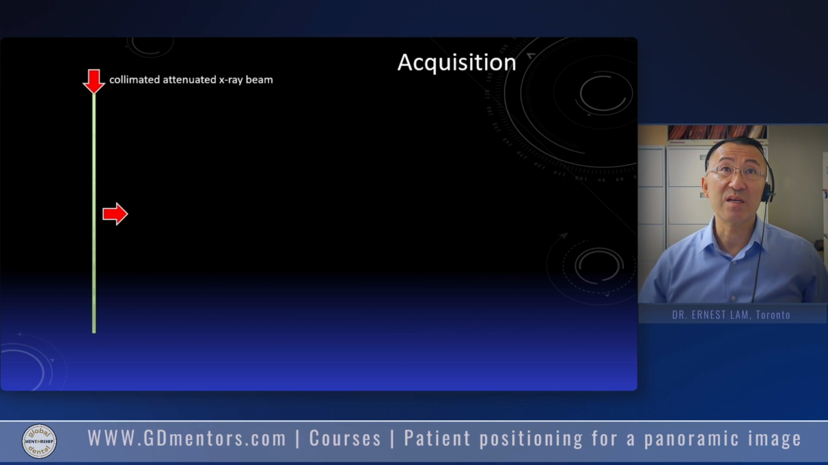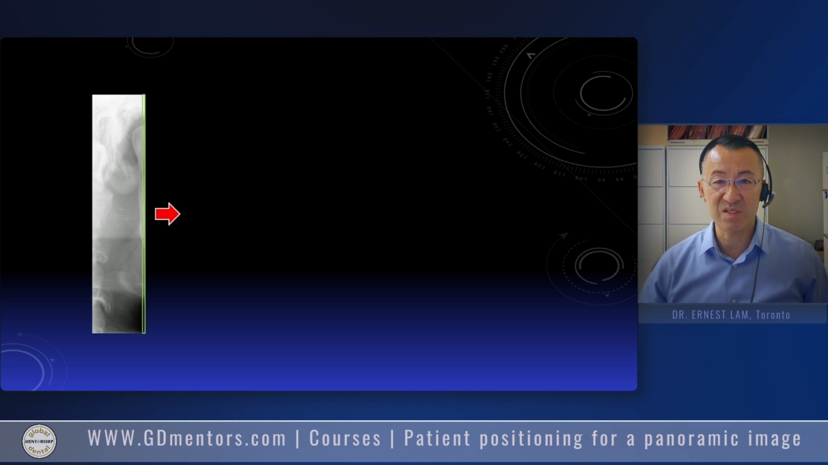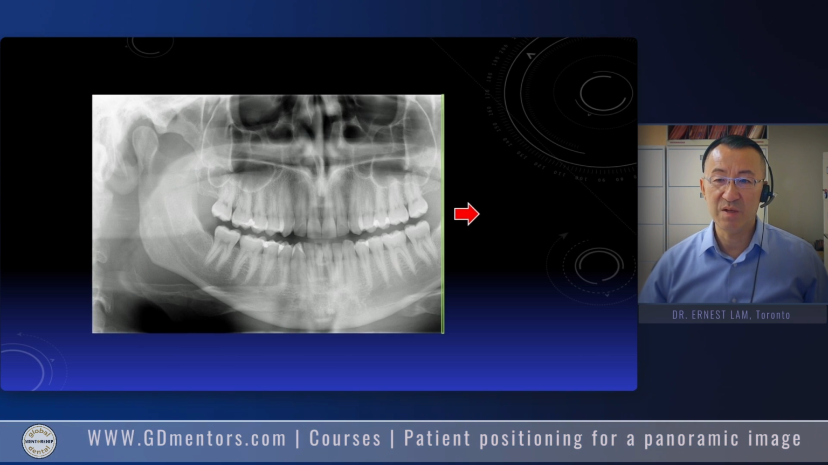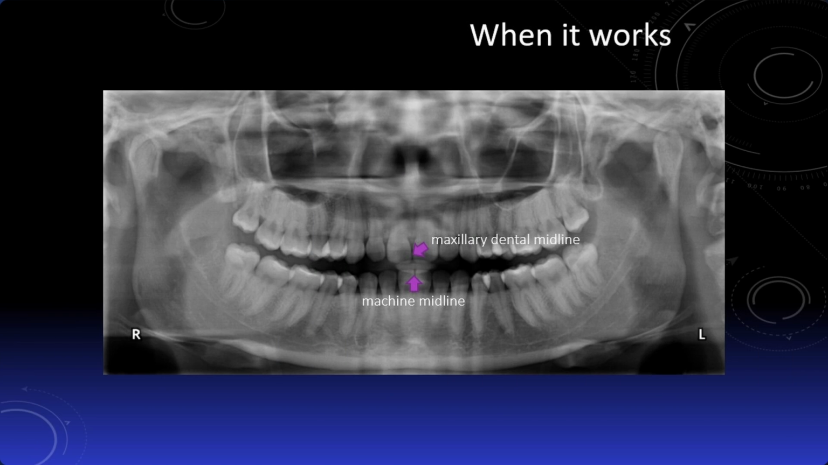As I indicated earlier, the acquisition consists of a very, very thin collimated X-ray beam. So as the acquisition gets underway, this very collimated, attenuated X-ray beam arrives at the X-ray receptor, and this is the appearance of the acquisition on the computer screen. When it works, you should get an image that looks something like this, where the maxillary dental midline is coincident with the machine midline as indicated by the oval bite block, the image of which you can see between the upper and lower incisor teeth.